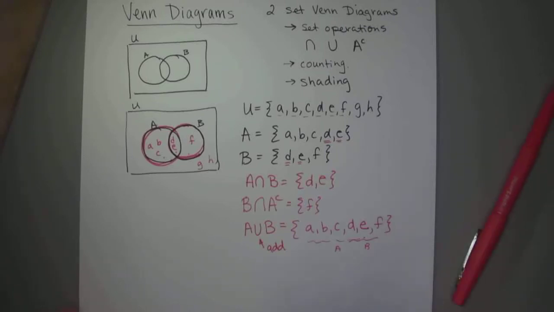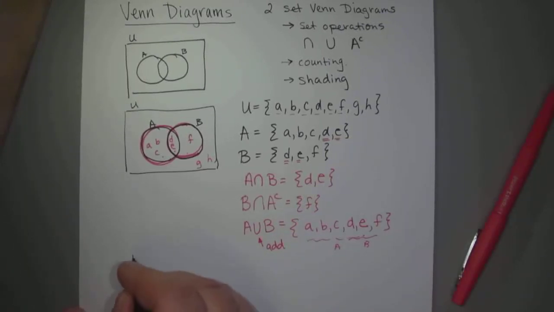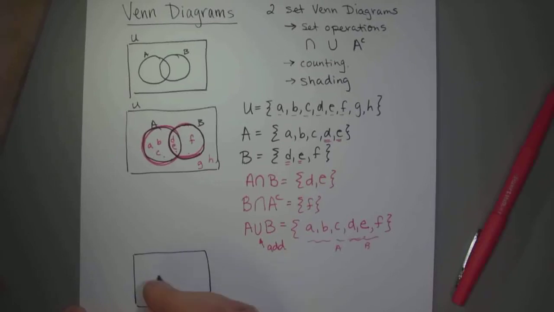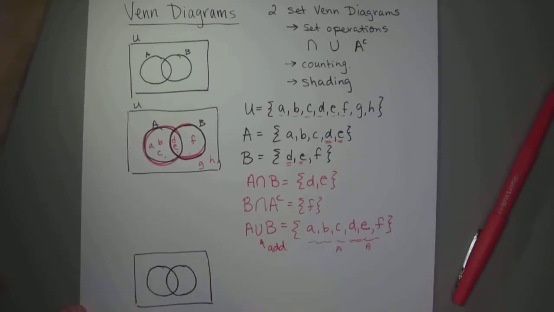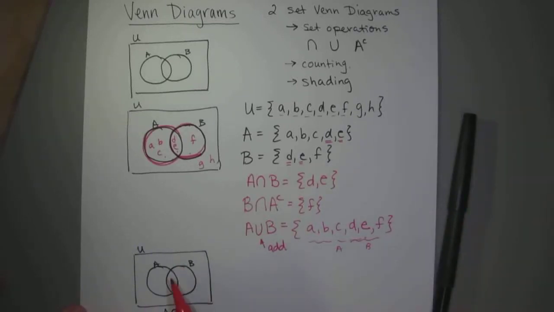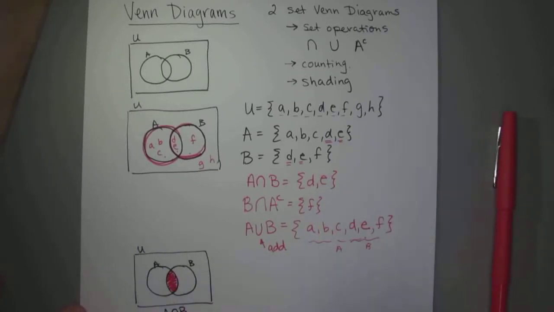Now, shading is just to show those regions separately. So we can make it complicated or not complicated. But basically, I like to label them underneath. So if I were to show A intersection B, you would shade in where A and B have in common. And that would be the Venn diagram for that.